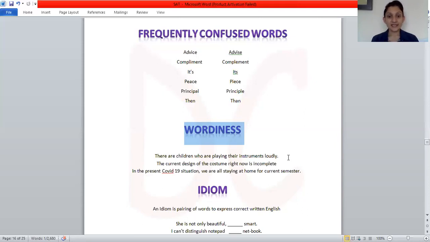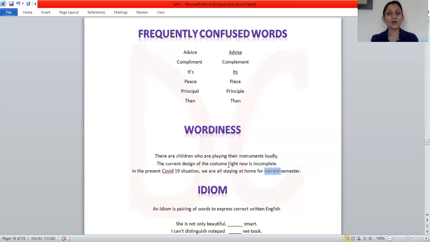Next, the current design of the costume right now is incomplete. The current design of the costume is incomplete. That's all. You don't really require right now because current itself means right now. Next, in the present COVID-19 situation, we are all staying at home for the current semester. If it is the current situation, which is the present situation, then isn't it obvious that you would stay home for the current time? So you don't need this current time again.